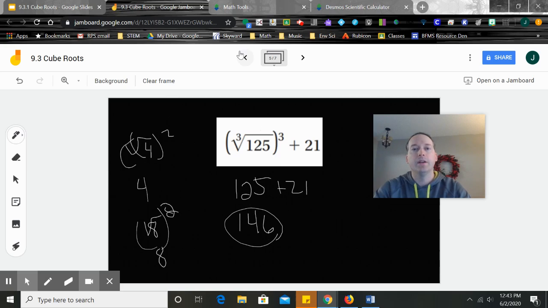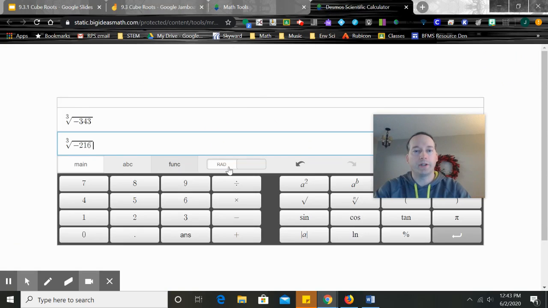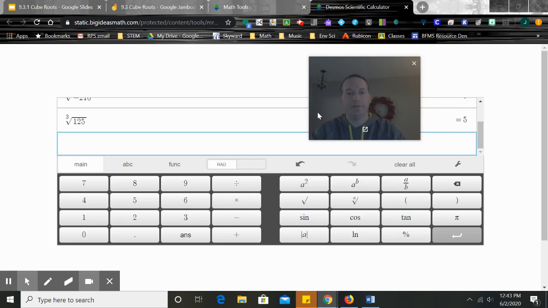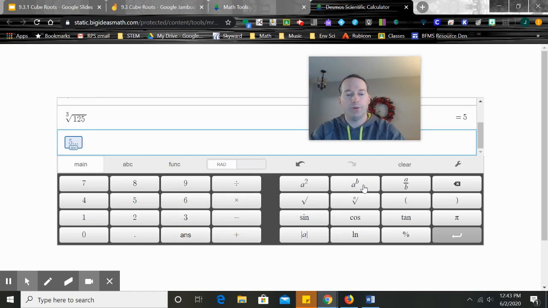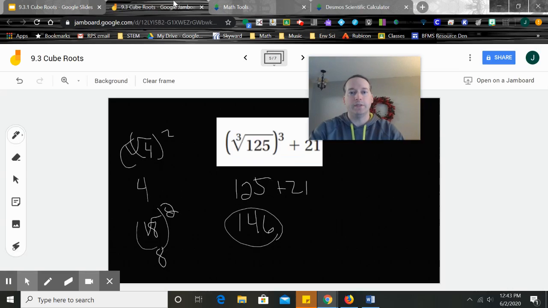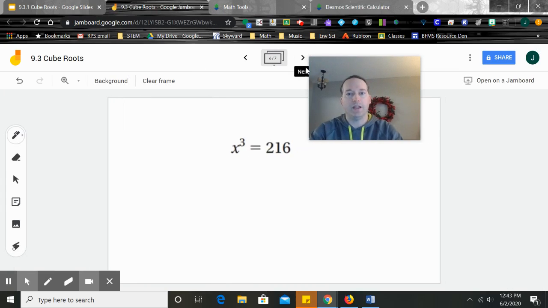Okay. Now just to prove this to you over here, let's just get a new line. So the cube root, that's not the square root, I want the cube root. The cube root of 125 is 5. And if I do 5 cubed, I get 125. Okay. So it just undoes itself. Kind of fun. All right.